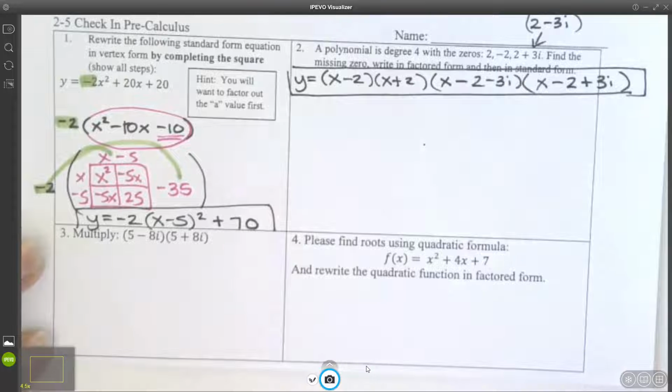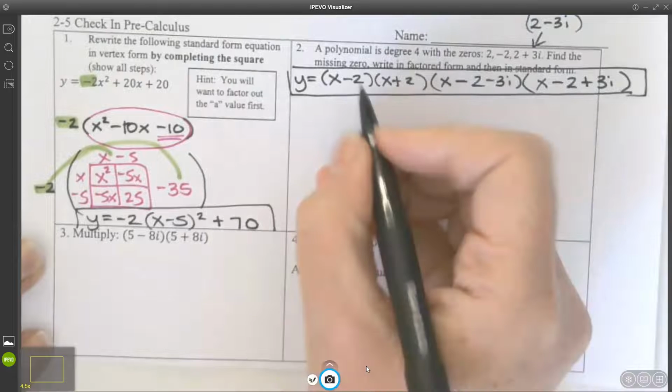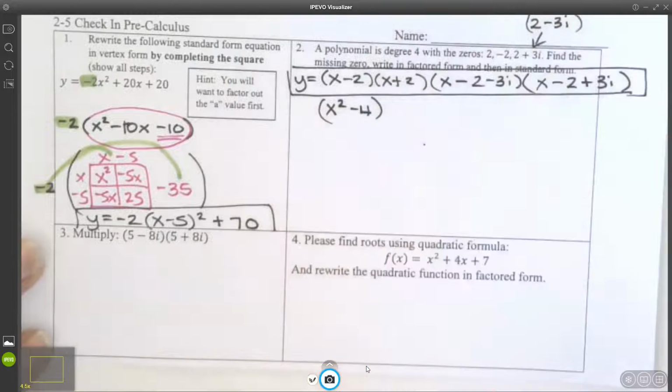Now we need to take it and change it into standard form. So changing into standard form is kind of tricky. We have a lot of multiplying that we need to do. So we have 4 factors to multiply together. And I'm going to try and just multiply them in pairs first. So I'm going to start by multiplying these first 2. They're pretty easy to multiply, because the middle 2 terms are going to cancel out. So I'm going to get x squared minus 4.